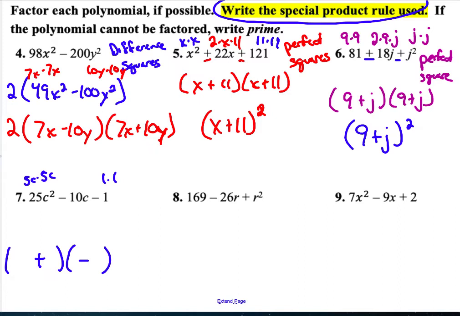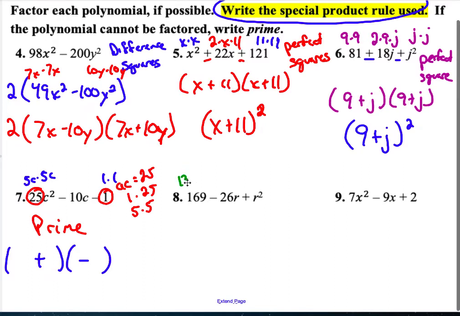So now we look for some other strategies. Okay? What could I multiply to try to get 25 and 1? Well, this is where I do my a times c. So ac is 25. So I could do 1 times 25. I could do 5 times 5. But one's got to be plus and one's got to be minus. There's no way for those to combine together for either of those pairs to subtract, so this one's going to have to be prime.